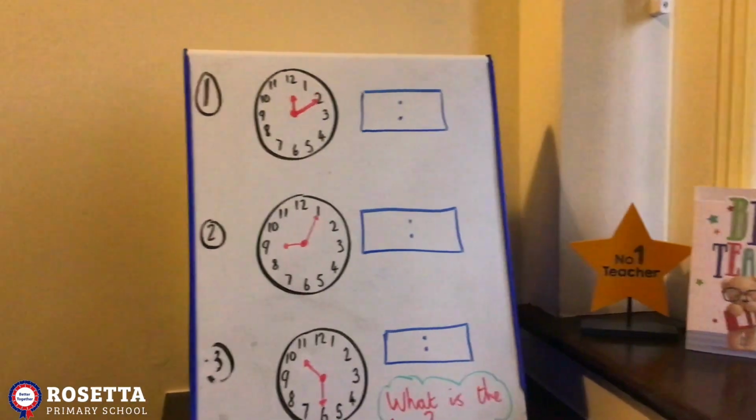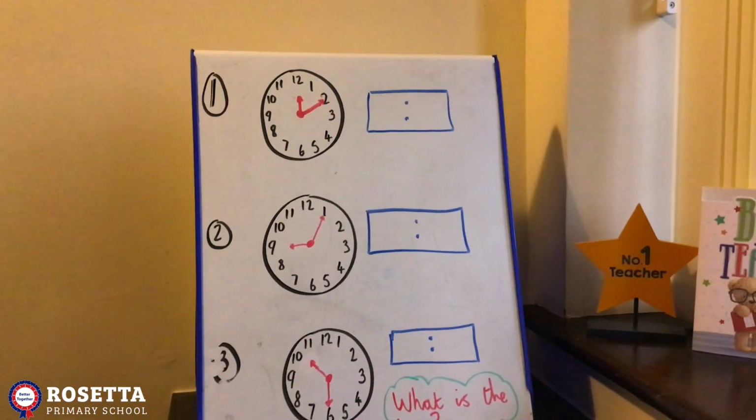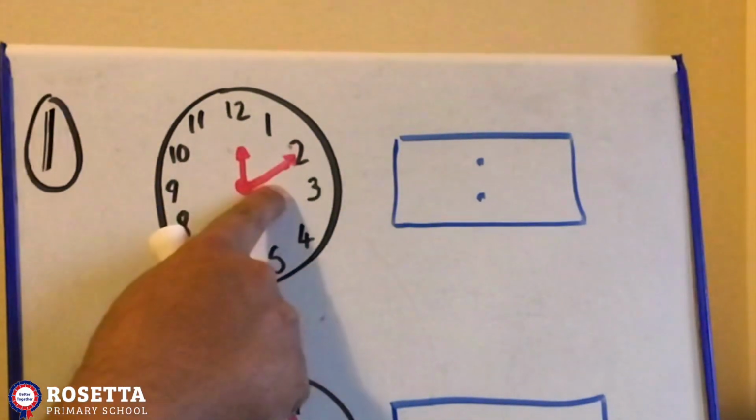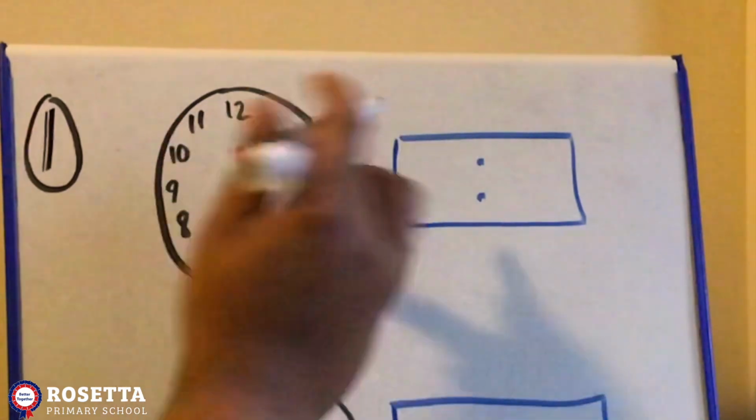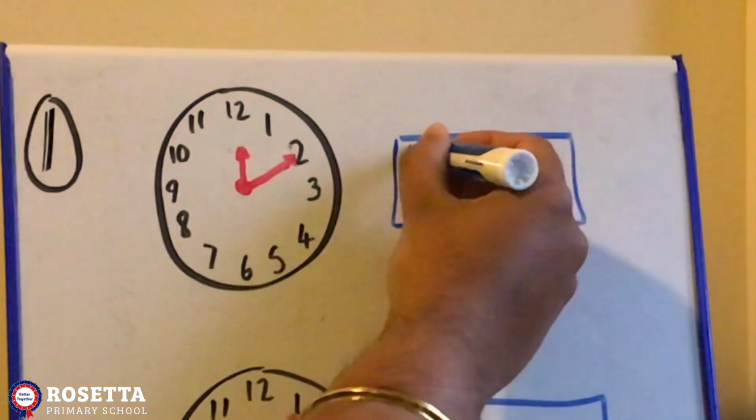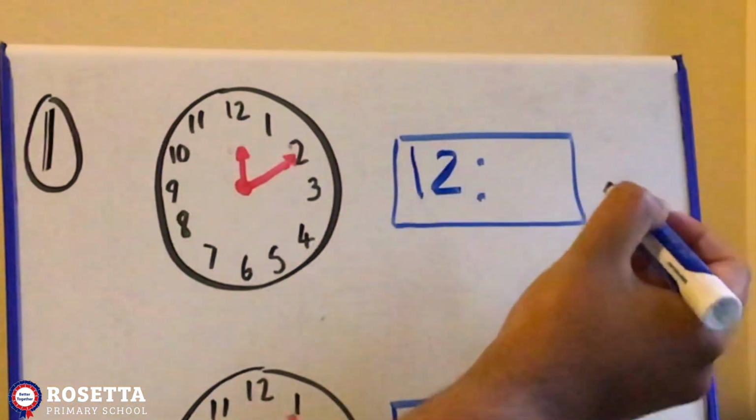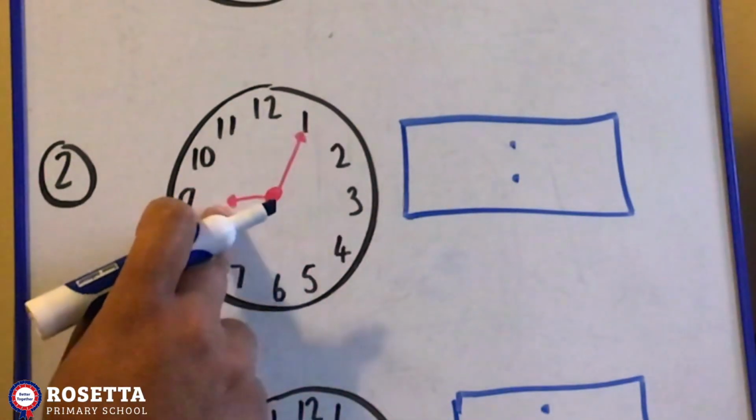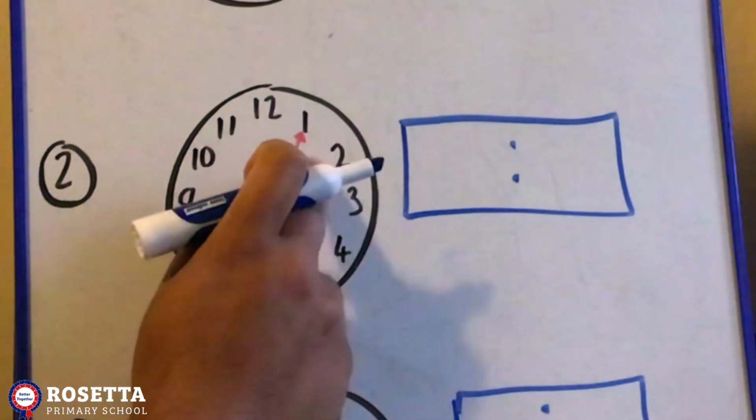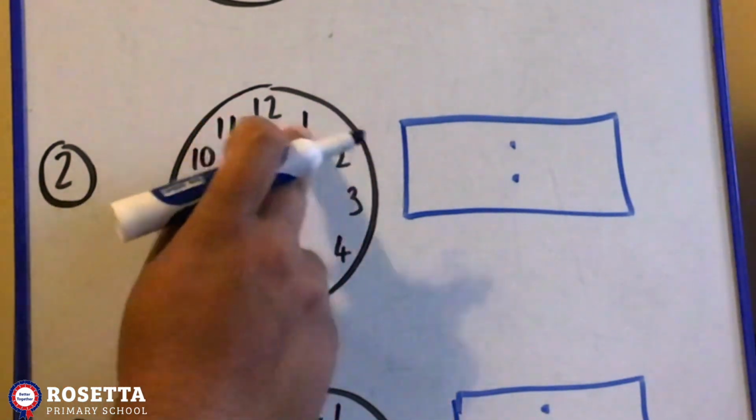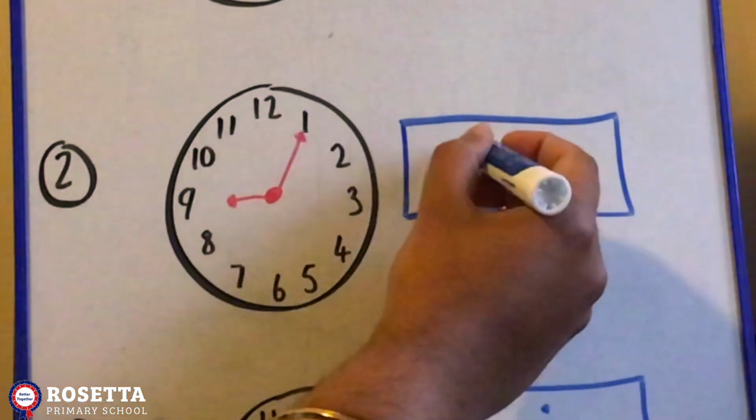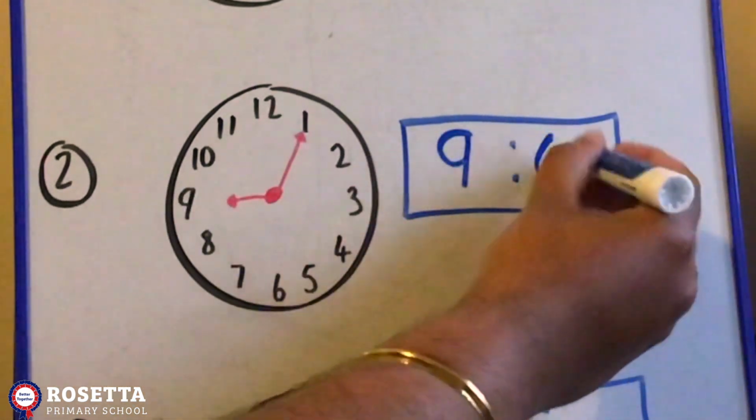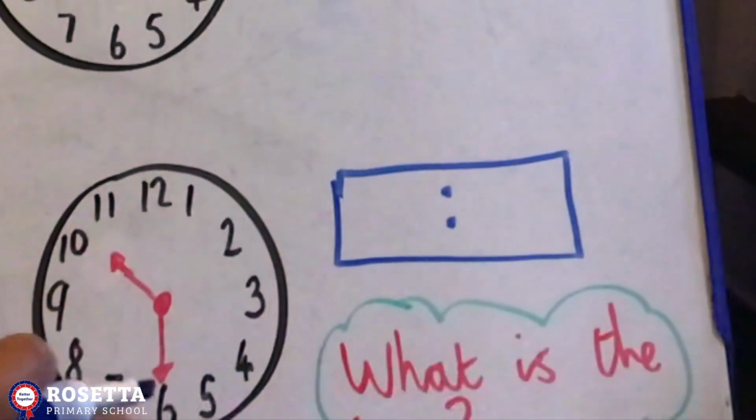What different times do you see on the board? So you've got the hour hand is on the 12 and the minute hand is on the 2, so well done. It is 12:10, so 10 minutes past 12. This one, the hour hand is on 9, the minute hand is on 1. Remember, each interval is 5 minutes, so we've got 9, and how many minutes? 5.